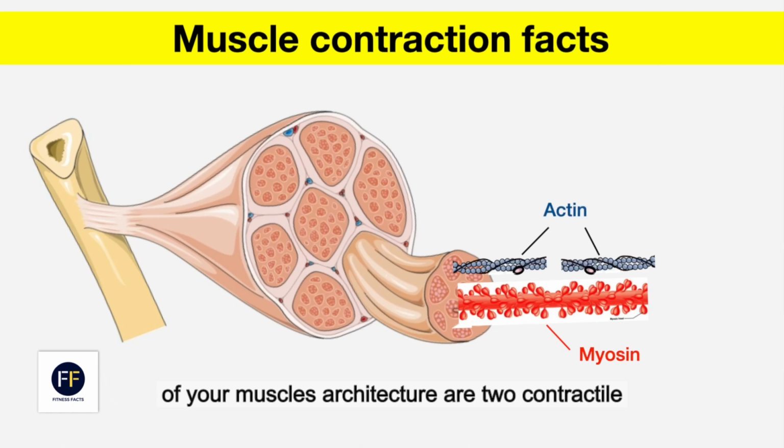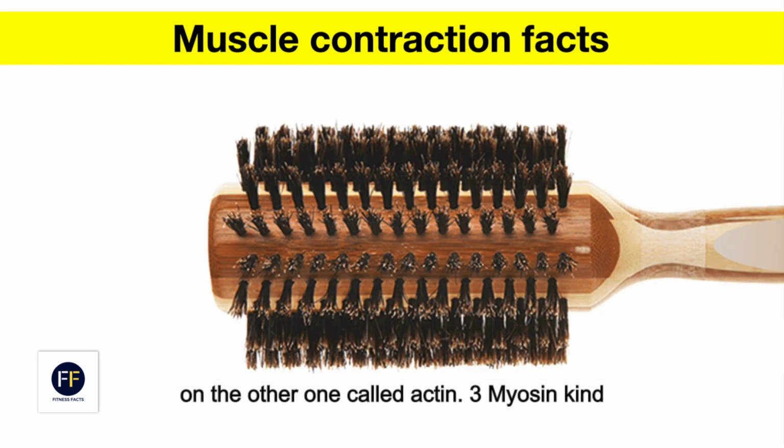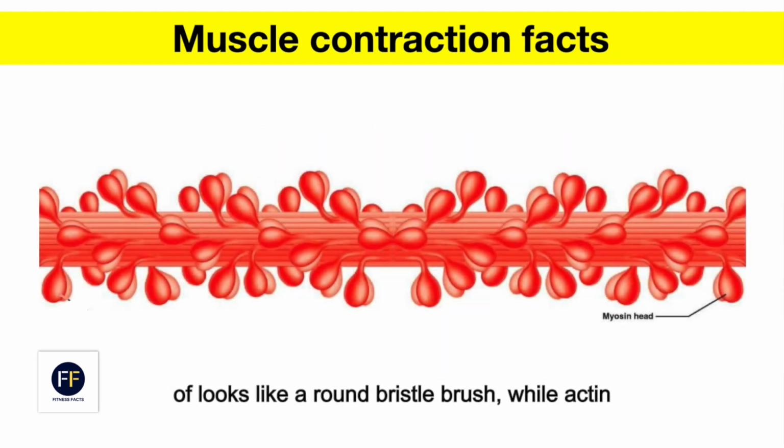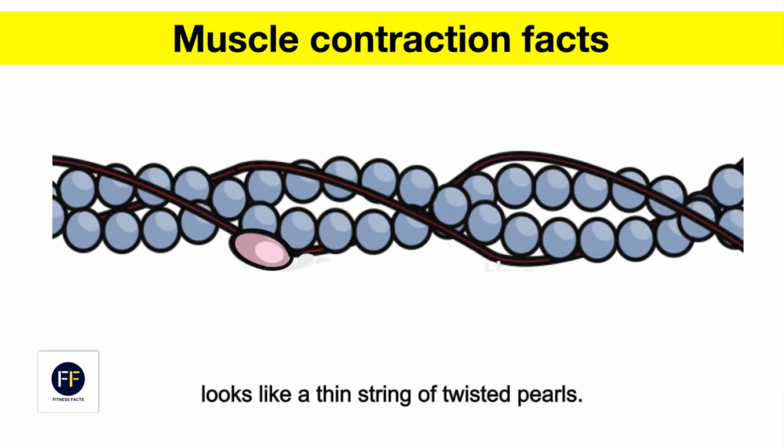2. At the core of your muscle's architecture are two contractile proteins. One is called myosin that tugs or pulls on the other one called actin. 3. Myosin kind of looks like a round bristle brush, while actin looks like a thin string of twisted pearls.